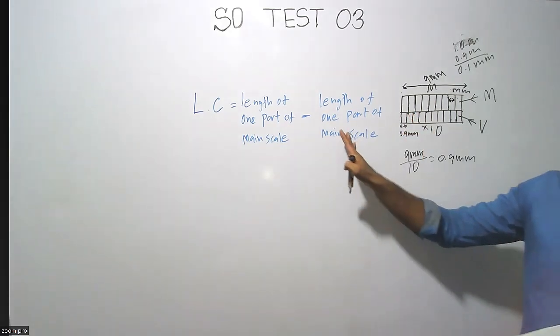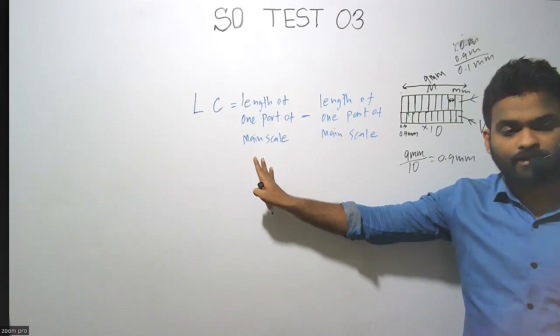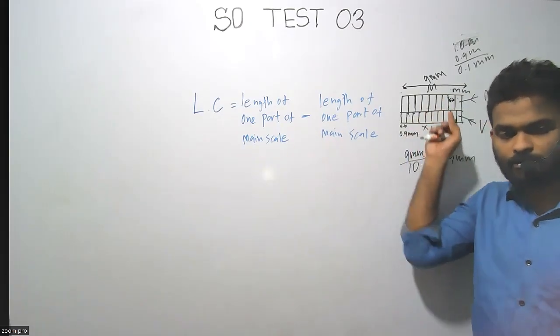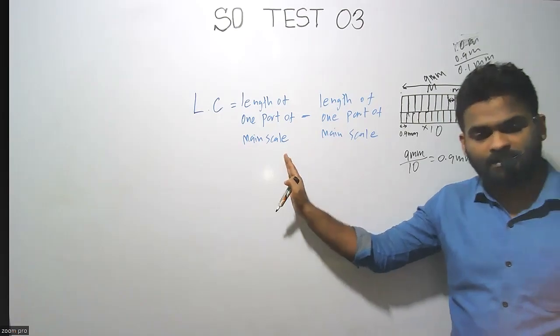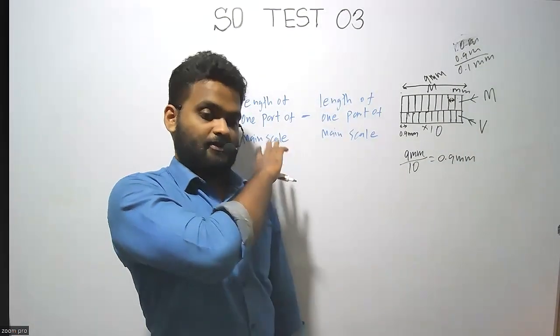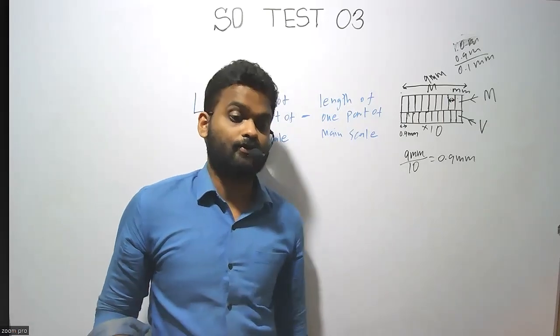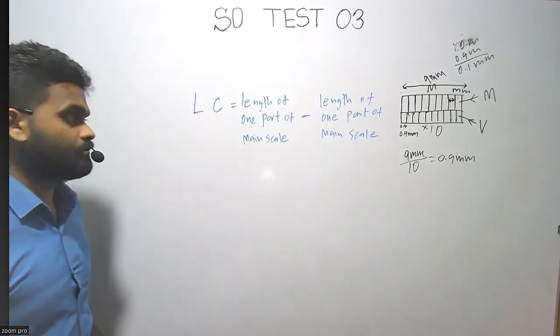So there's this equation. You can always apply this equation in order to find least count. You don't have to draw these. You can just apply this equation to find the least count, right? I'm explaining this too much because the remaining questions are also based on least count, right? Most of the questions.